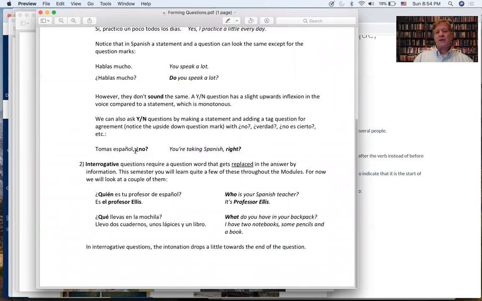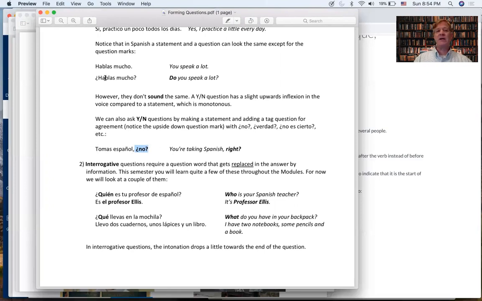We can also ask yes-no questions with tag questions. So we can make a statement, tomas español, ¿no? And change the inflection with the tag question. You're taking Spanish, right? In Spanish, we use no, verdad, no es cierto, many others. Tomas español, ¿verdad? Tomas español, ¿no es cierto? Tomas español, ¿no? You're taking Spanish, right?